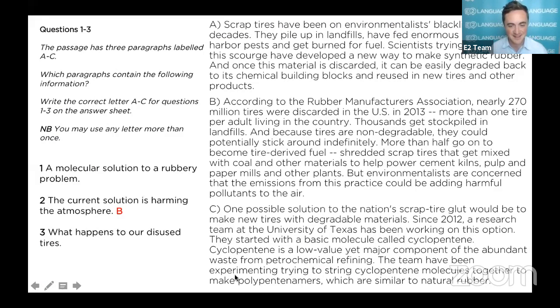B. There's the answer. B. Why? Because the current solution is harming the atmosphere. I'm going to keep this keyword, atmosphere, solution and atmosphere. And I'm going to look. No, I can't see it in A. I'm looking through B, solution, atmosphere, solution, atmosphere. Oh, here, pollutants in the air, atmosphere. The current solution is harming the atmosphere. Okay, burning the tires, it has to be B, right? Yes.